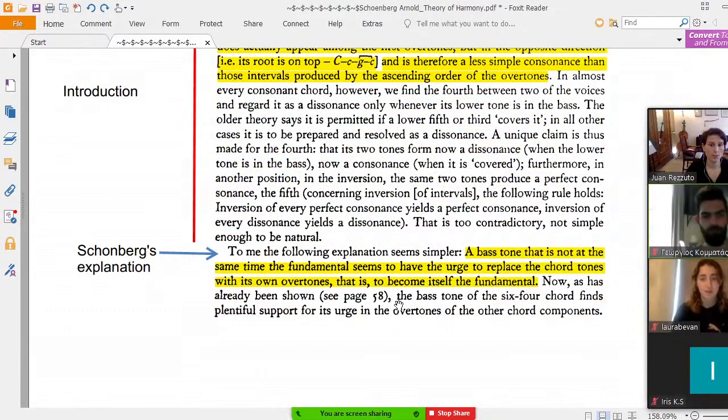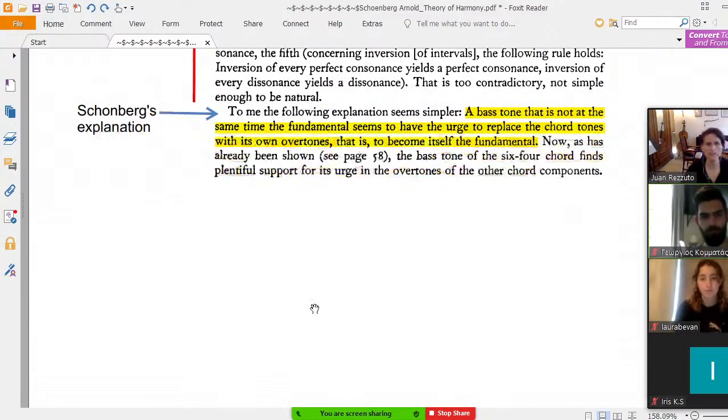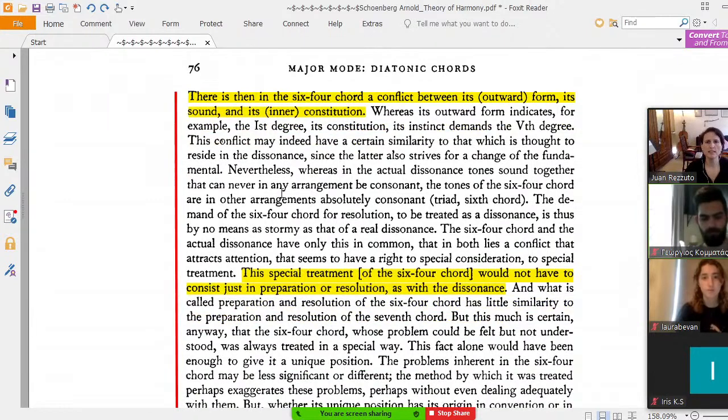Now, as has already been shown, again on page 58, the bass tone of the 6-4 chord finds plentiful support for its urge in the overtones of the other chord component. There is then in the 6-4 chord a conflict between its outward form, its sound, and its inner constitution. Whereas its outward form indicates, for example, the first degree, its constitution, its instinct, demands the fifth degree, the dominant, because of the overtones. This conflict may indeed have a certain similarity to what is thought to reside in the dissonance, since the latter also strives for a change of the fundamental.